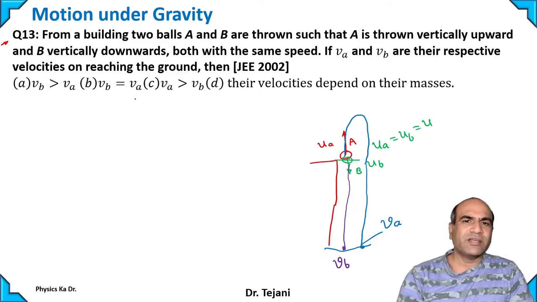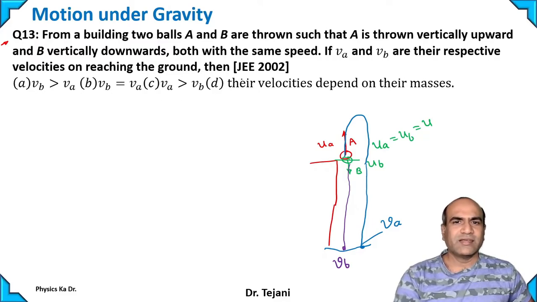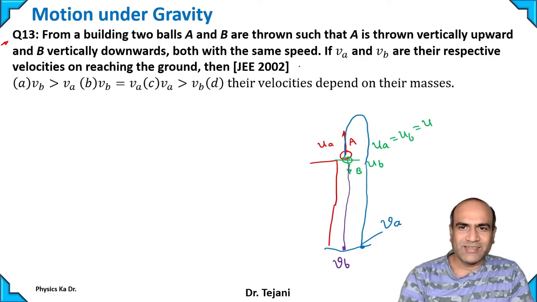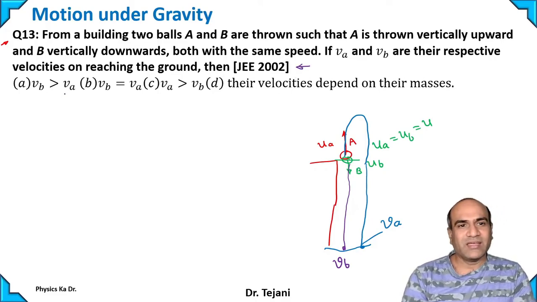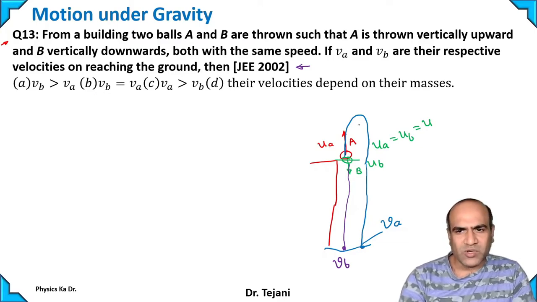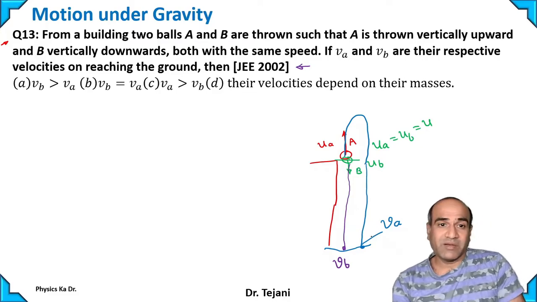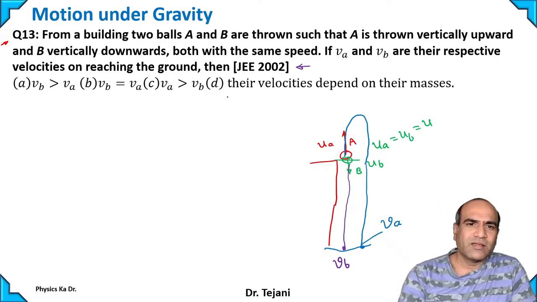Right. So we need to find the relation. This question was asked in JEE. Wow. Is VB greater than VA? Velocity of B is greater than VA? You can assume that total travel is higher, so VA might be greater than, we don't know.